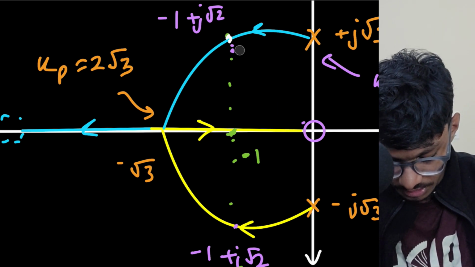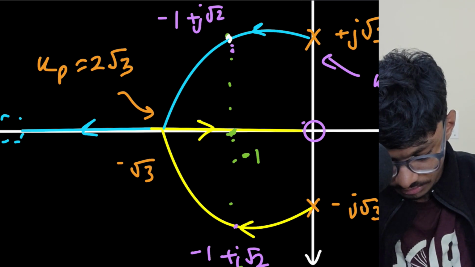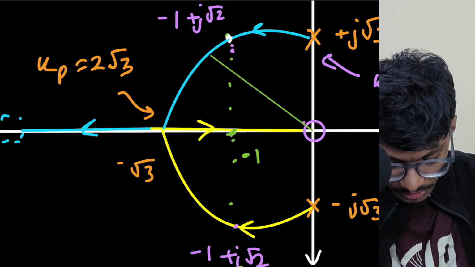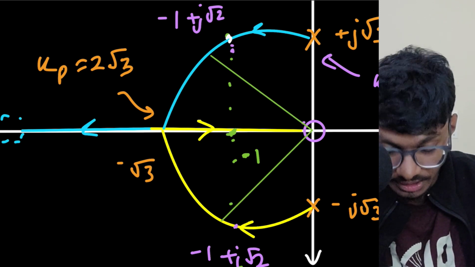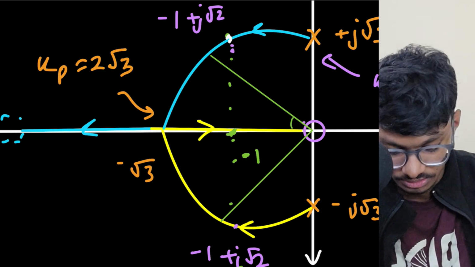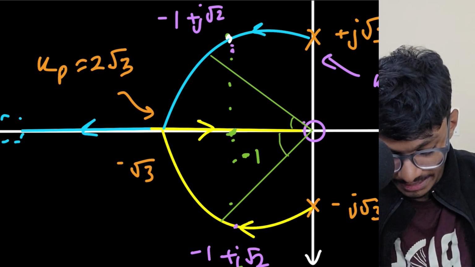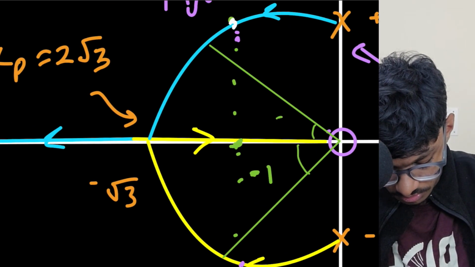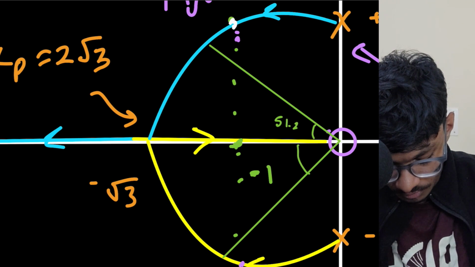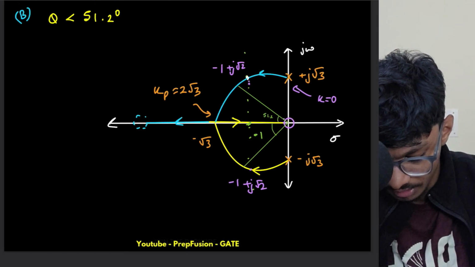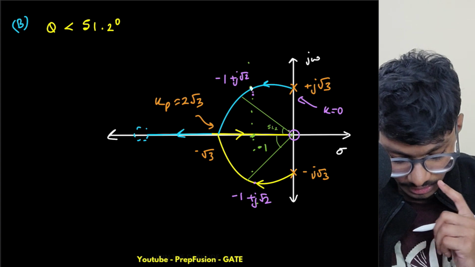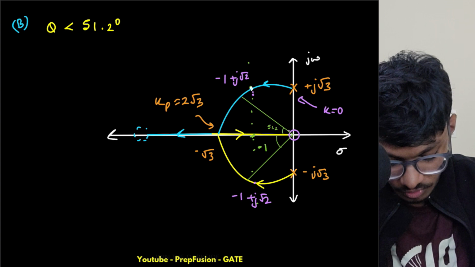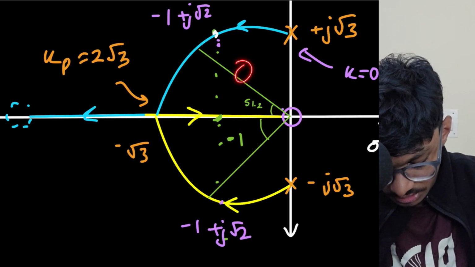What does it mean? If I draw a line over here, my angle should be between these. A similar question came in GATE 2024, almost the same pattern. My maximum angle can be 51.2 degrees, so I will find the pole location at that point and I can get my value. Obviously the angle has to be less than 51.2. So what is this value?